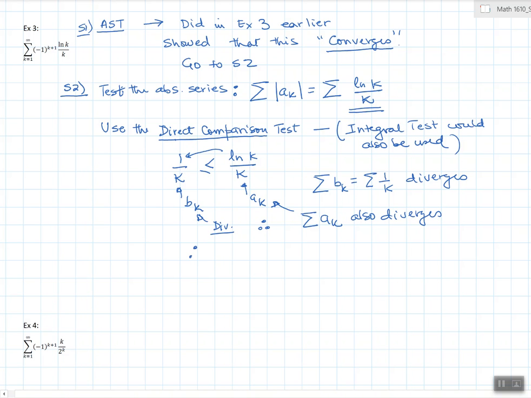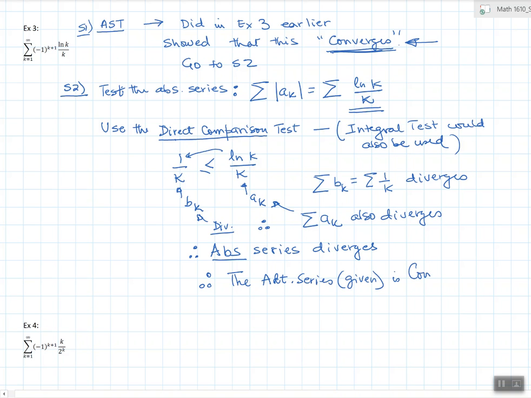So now we have our conclusion. We have the absolute series diverging, and the alternating series was converging. So the overall conclusion is that the alternating series, the one that was given, is conditionally convergent.